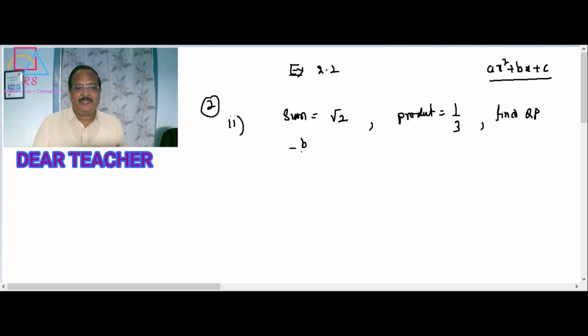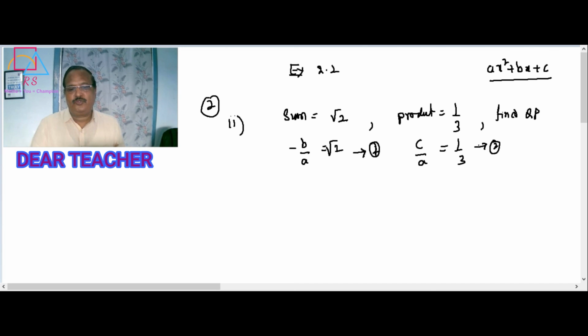So that means minus b by a is equal to root 2. Sum is equal to minus b by a. That is the relation between the zeros and the coefficients. And product is equal to c by a. c by a is equal to 1 by 3. So there are two equations, equation 1 and equation 2. In both the equations the denominator is a. But in the second equation a is equal to 3.